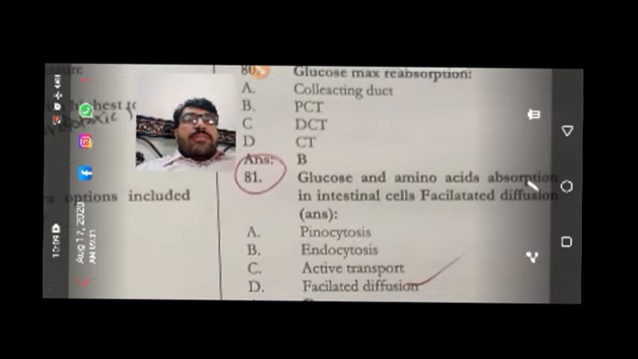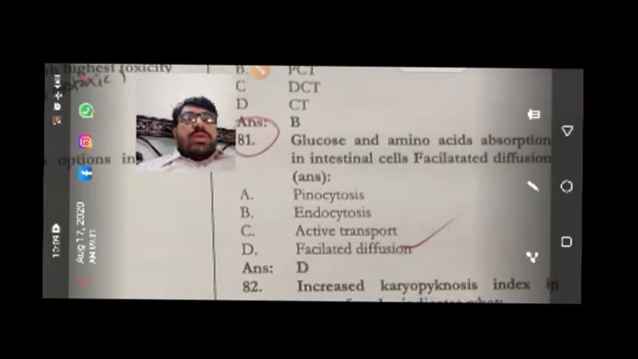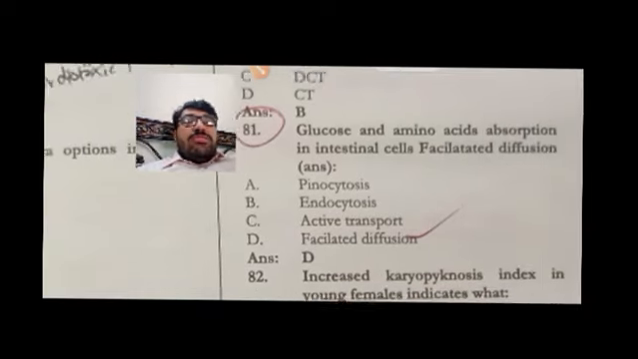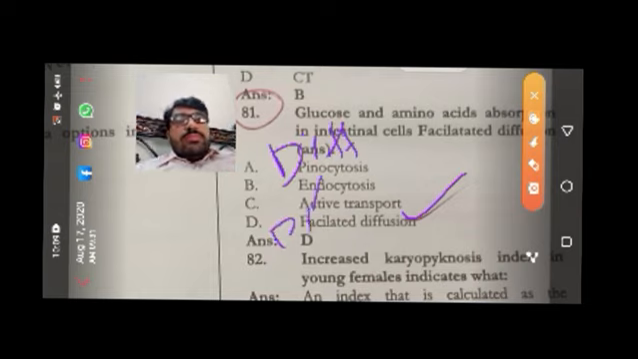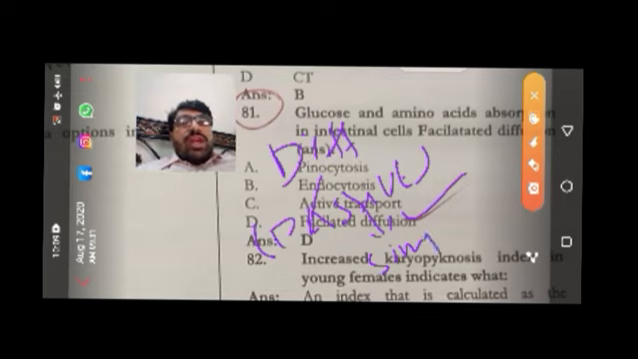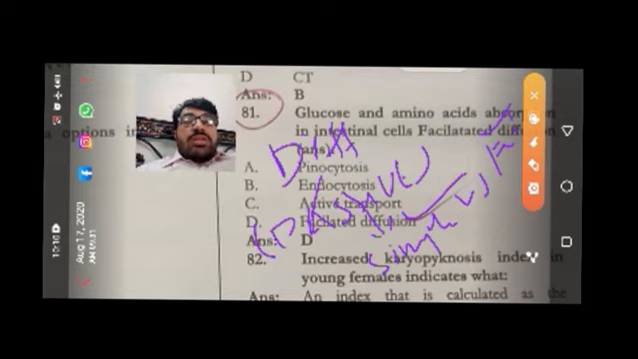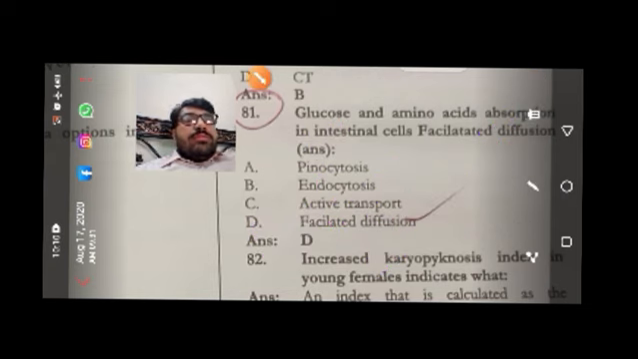Glucose maximum absorption occurs in the proximal convoluted tubule. Glucose and amino acids in intestinal cells are absorbed by facilitated diffusion. Now regarding local anesthetic or oxygen or carbon dioxide, people are asking how they cross the placenta or respiratory membrane. Is it simple diffusion or facilitated diffusion? The diffusion is passive, so the answer in that condition is simple diffusion. So we are having simple versus facilitated. If they talk about glucose or amino acids, then this is facilitated diffusion. But if they talk about gases or local anesthetic, then that is simple diffusion.